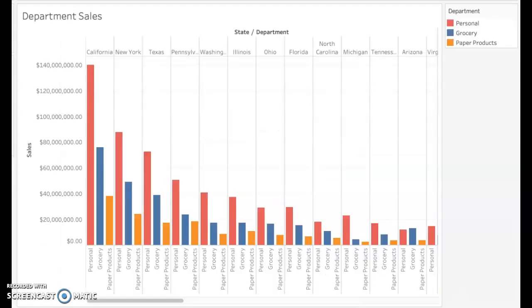This bar graph shows the department sales for every state. On the top 10 states, most of their sales come from personal care items. On all the states, paper products are an insignificant purchase. The lines of the bars and the colors make it easy to compare purchase trends. This visualization is meaningful because it shows what consumers are spending their money on. Perhaps states should be focusing on supplying personal care items to boost their sales.